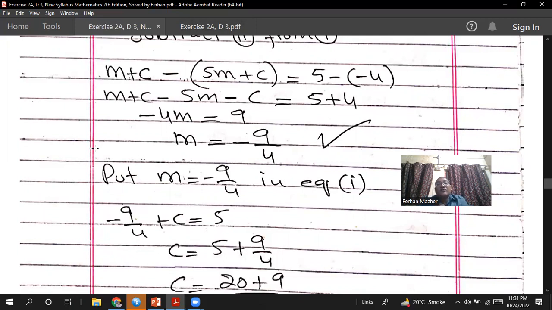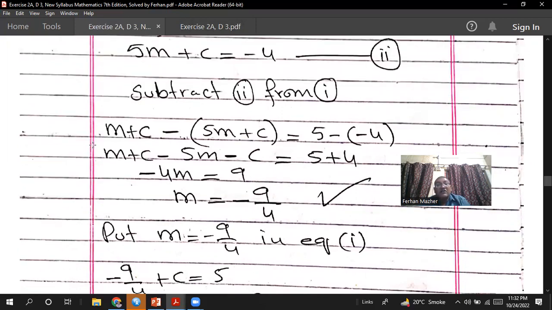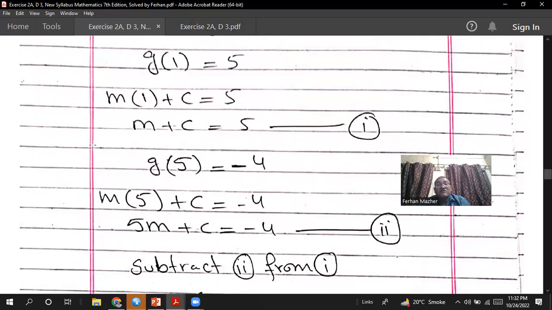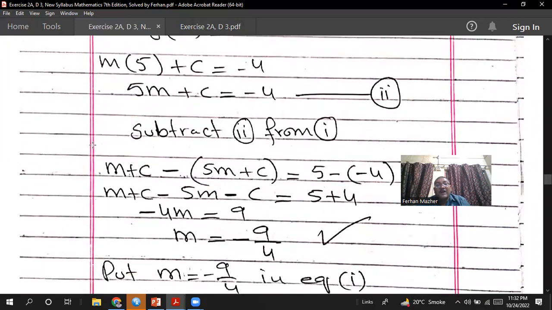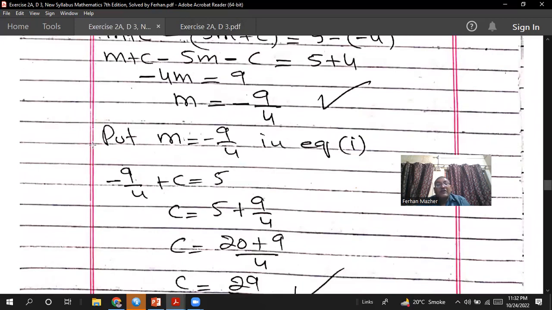So it will be minus 4m equals 9. So m will be equal to minus 9 by 4. Once you have the value of m, put m equals minus 9 by 4 in equation number 1. Equation number 1 is this one, m plus c equals 5. So m will be substituted with minus 9 by 4. So it will be minus 9 by 4 plus c equals 5. So c will be equal to 5 plus 9 by 4.